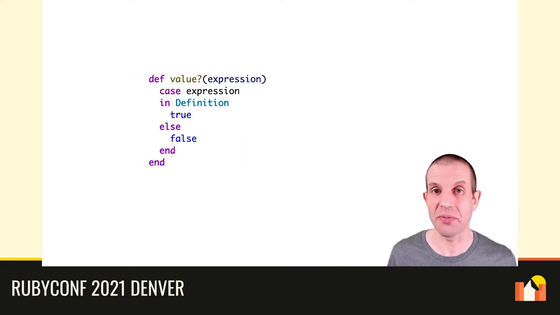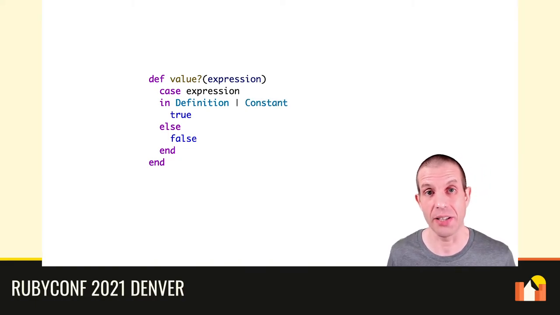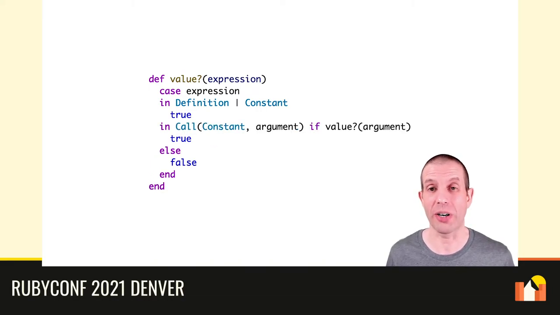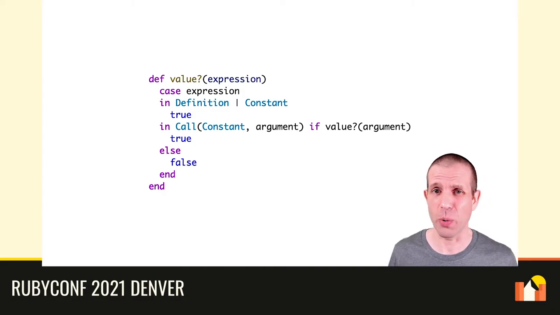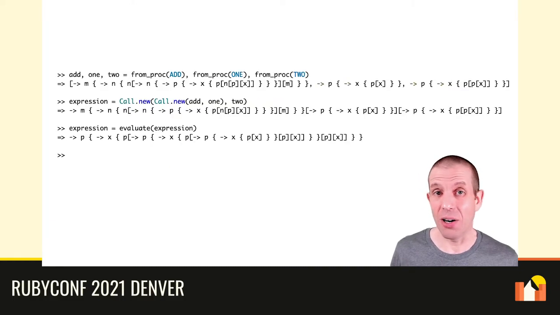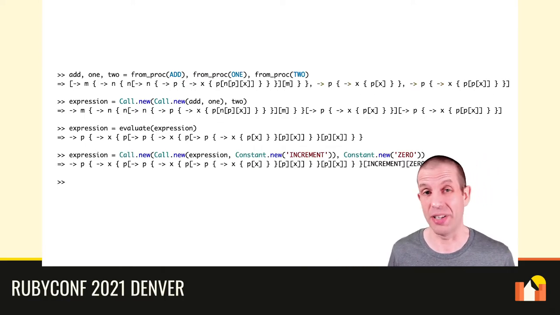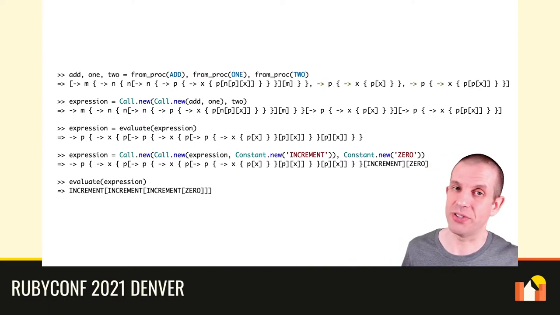For constants to be useful, we need to add support for evaluating them. First, we need to extend the value predicate to treat constants as values, as well as any calls where a constant is the receiver. Because constants don't have any behavior, we want them to just sit there and be inert if anything tries to call them with an argument. But now, if we take the result of adding 1 and 2 and call it with two constants, I'm calling them increment and 0, but the names can be anything, then when we evaluate that, we get this result.